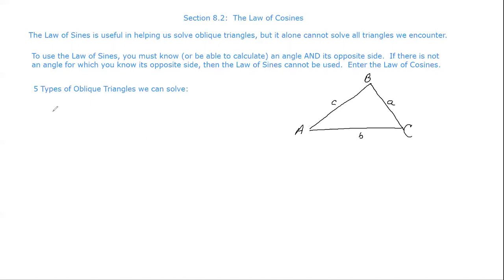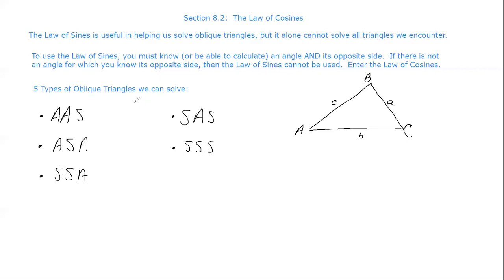But if we go back and look at the beginning of section 8.1, we saw that there were 5 types of oblique triangles that we were going to solve. There was angle, angle, side, angle, side, angle, and side, side, angle. There are also side, angle, side, and the last one is side, side, side.